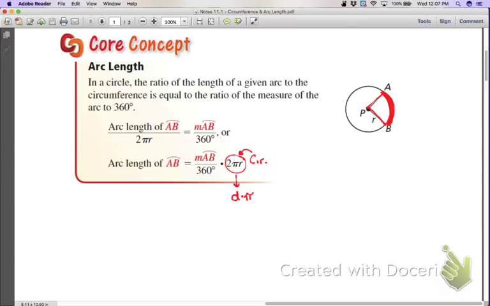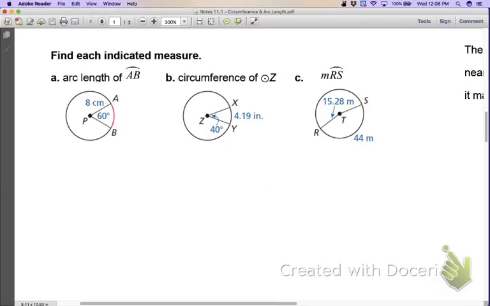So if we want to know the arc length from A to B, your central angle is 60. Your radius is 8. So all I'm going to do, if I want to know what the length from A to B is, I'm going to go 60 over 360 times 2 pi times 8. Or I can call this 16 pi, either one.